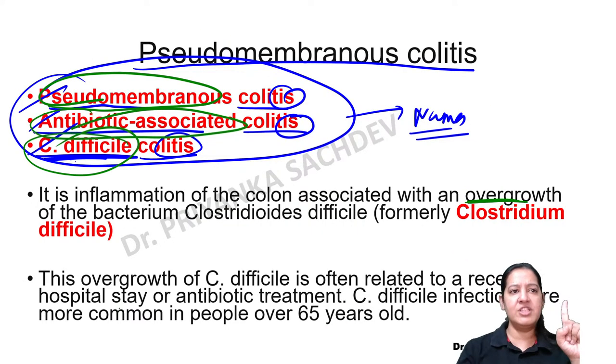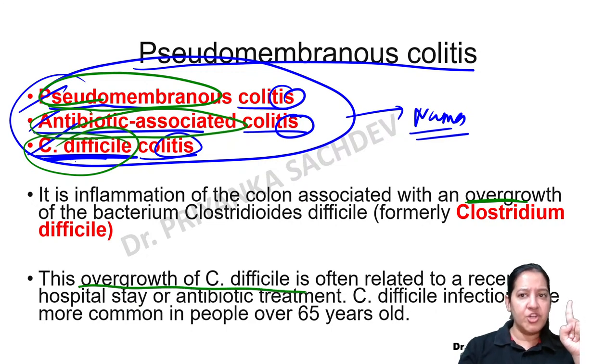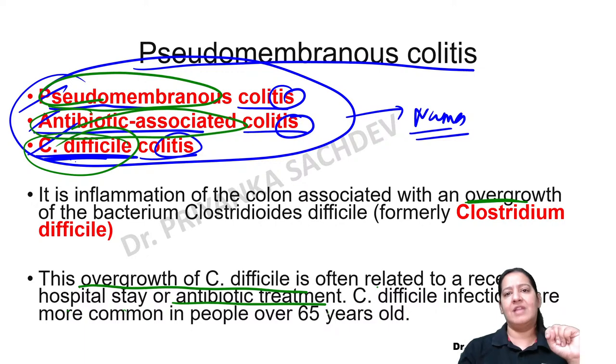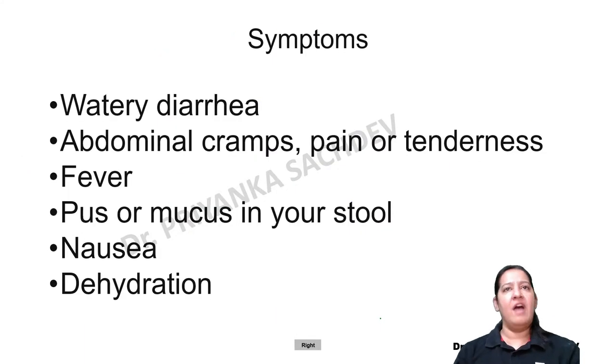So that is the pathophysiology. What is the pathophysiology? It is overgrowth of the Clostridium difficile, which is related to hospital stay or prolonged antibiotic therapy. Clostridium difficile infection usually occurs in old age.